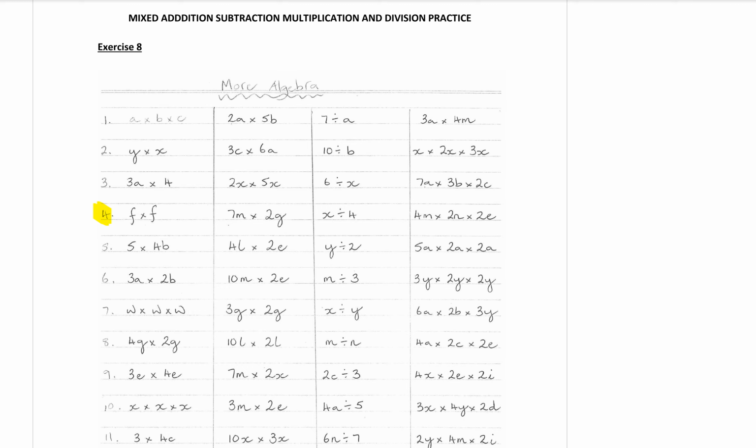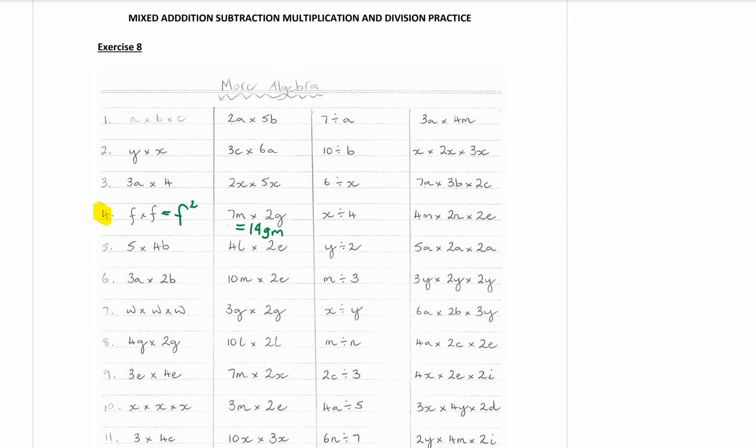So I'm going to start with question number 4. Multiplying f times f. Because I'm multiplying, I want to collect up the letters. So f is my letter, and because I have 2 of them, it becomes f squared. Going along the row, the second one here is 7m times 2g. Any numbers at the front, we multiply together. 7 times 2 is 14. And the letters collect up at the end. Normally we put them in alphabetical order, so that would be g and then m. It is still correct though if you put m and then g.